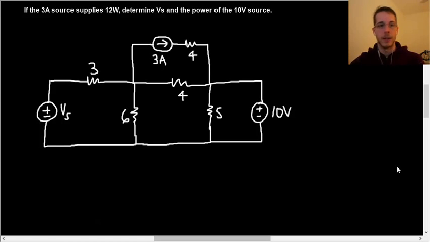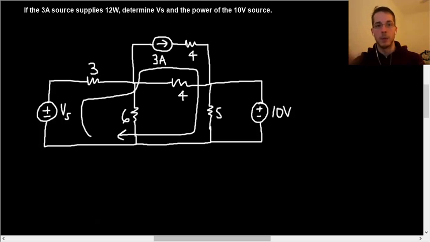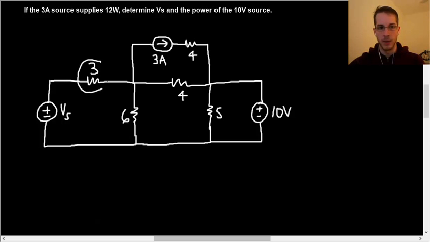If the 3 amp source supplies 12 watts, determine Vs and the power of the 10 volt source. Okay, in this problem, because we're solving for this voltage source right here, its value, well, that's a voltage, and we solve voltages by using KVL. Any path that we use to solve for Vs will include this 3 ohm resistor. Because KVL involves voltages, a voltage is equal to I times R. So our new mission becomes to basically solve for the current through this 3 ohm resistor, IS. And with that, then we can solve for Vs.